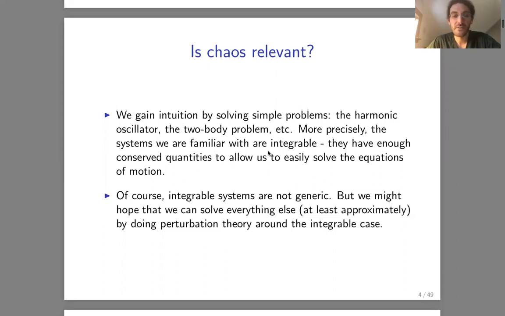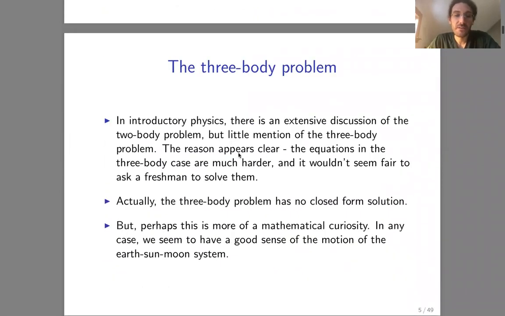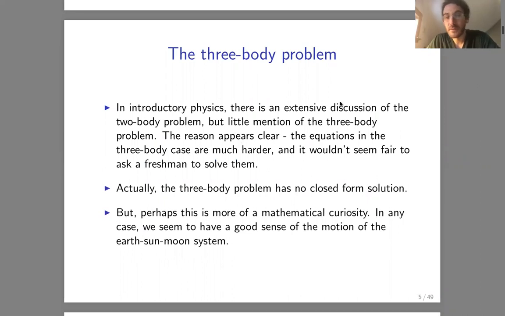But of course, we realize that integrable systems are not generic. But we might hope that we can solve everything else, at least approximately, by doing perturbation theory around the integrable case. And that's certainly how we do many things. We first solve the harmonic oscillator, then we do everything else by perturbation theory. Indeed, when we learn quantum field theory, that's what we do. Well, when we learn many things. And so in introductory physics, there's an extensive discussion of the two-body problem, but little mention of the three-body problem. And the reason appears clear: the equations in the three-body case are much harder, and it wouldn't seem fair to ask a freshman to solve them.